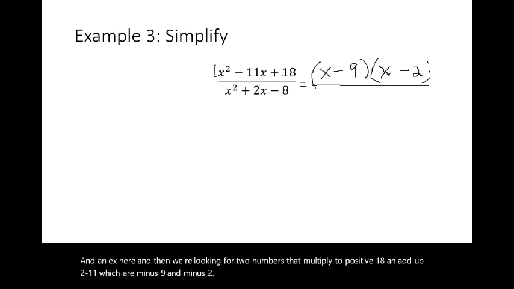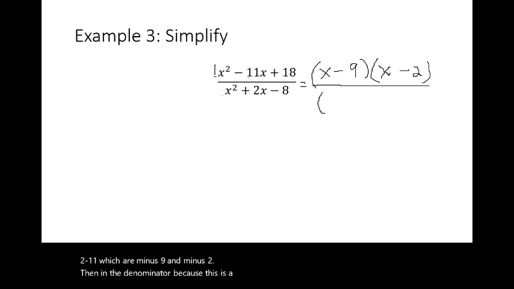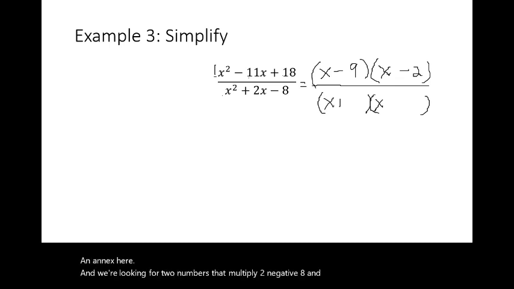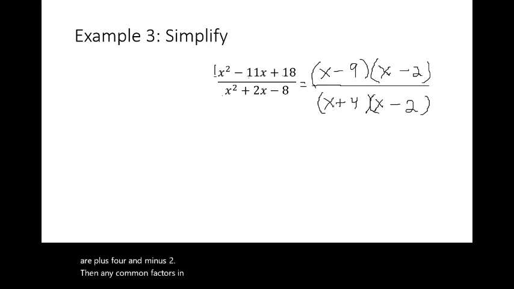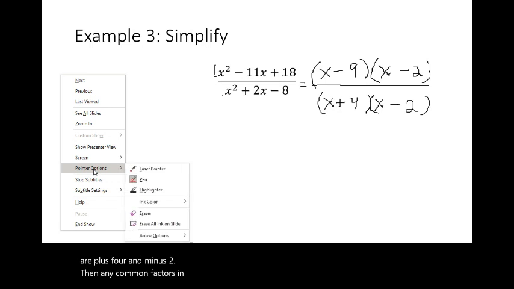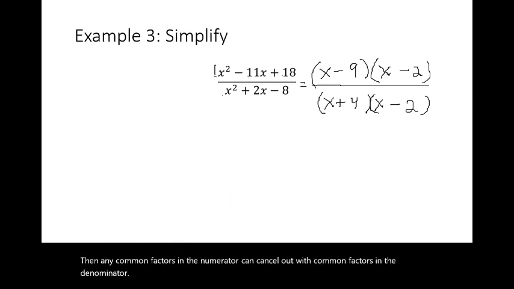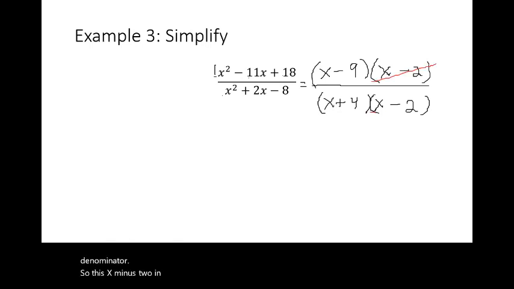Then in the denominator, because this is a 1x squared, there will be an x here and an x here. And we're looking for two numbers that multiply to negative 8 and add up to positive 2, which are plus 4 and minus 2. Then any common factors in the numerator can cancel out with common factors in the denominator. So this x minus 2 in the numerator can cancel out with this x minus 2 in the denominator.